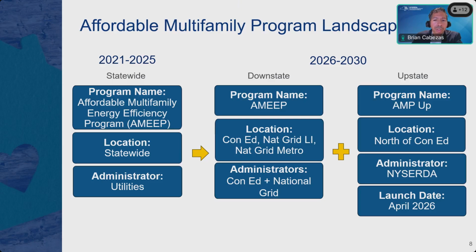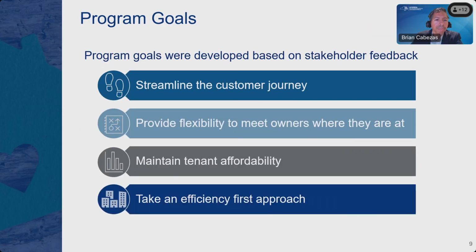And then with AMEP serving the downstate market, the new affordable multifamily program, the one that we're talking about today, will be serving the upstate market. And we can talk a little bit more about what we mean by upstate. So the main takeaway here is AMEP will continue to serve the downstate market, and AMP Up, administered by NYSERDA and launched earlier this month, will serve the upstate market. And we can go to the next slide, please.